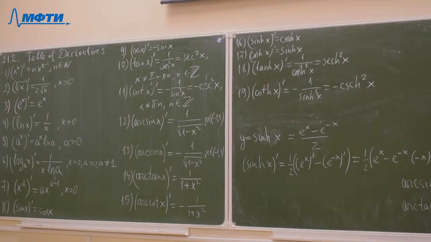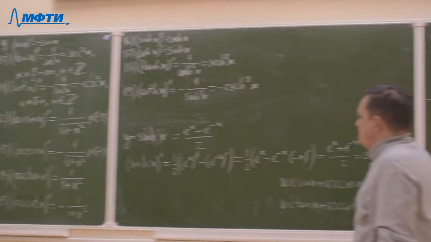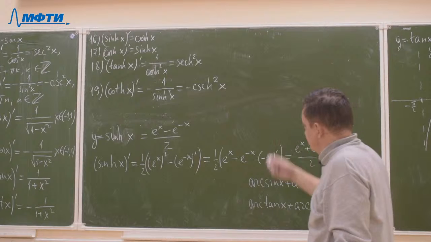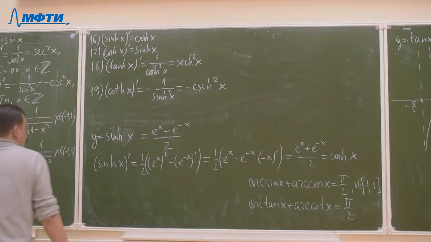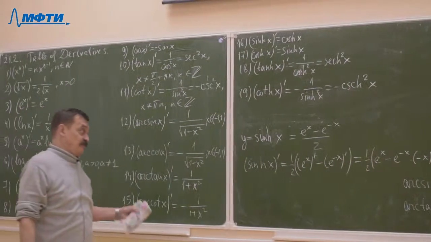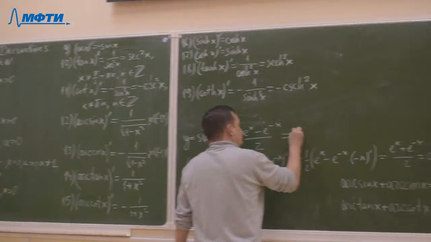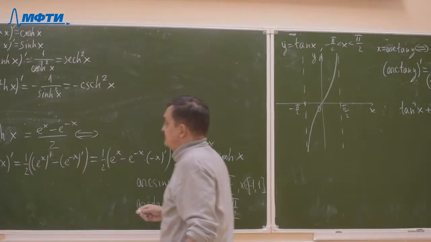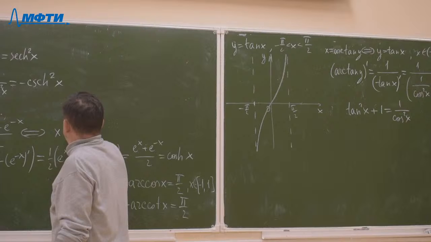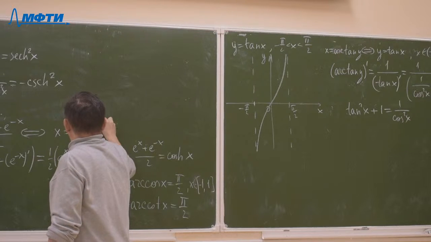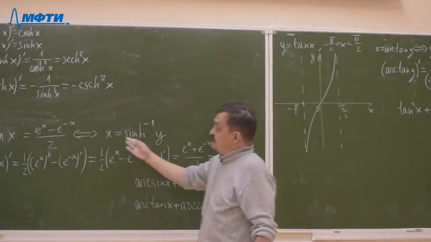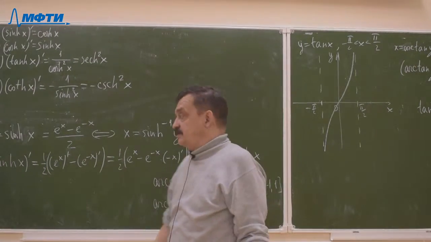Okay. I think I can omit the proofs because they're quite similar. But what is more interesting is the inverse function. So what is the inverse function? We can write it just as sine hyperbolic minus 1. And in fact, the function is defined everywhere, no restrictions.